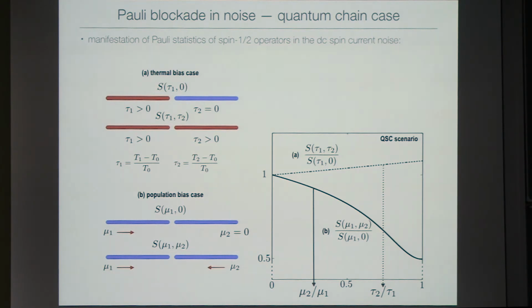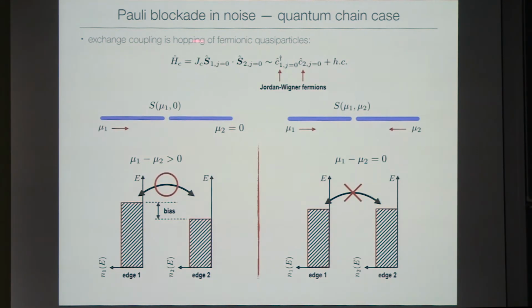And this kind of behavior is not observed in the magnon system. If we do the same calculation for the magnons, if you heat both magnon systems, the noise will go up. And if you non-equilibrium bias both magnon gases, the noise will also go up. And I think that this sort of reduction in the noise is due to the Pauli statistics of the underlying excitations, which are tunneling.